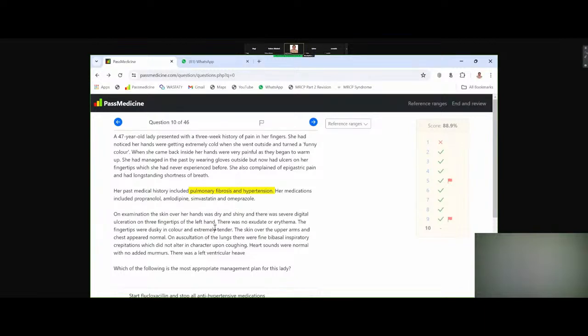The skin over the hands was dry and shiny, and there was severe digital ulceration on 3 fingertips of the left hand. There was no exudate or erythema. The fingertips were dusky in color and extremely tender. Skin over the upper arms and chest appeared normal. Okay, so chest and upper arm is normal.